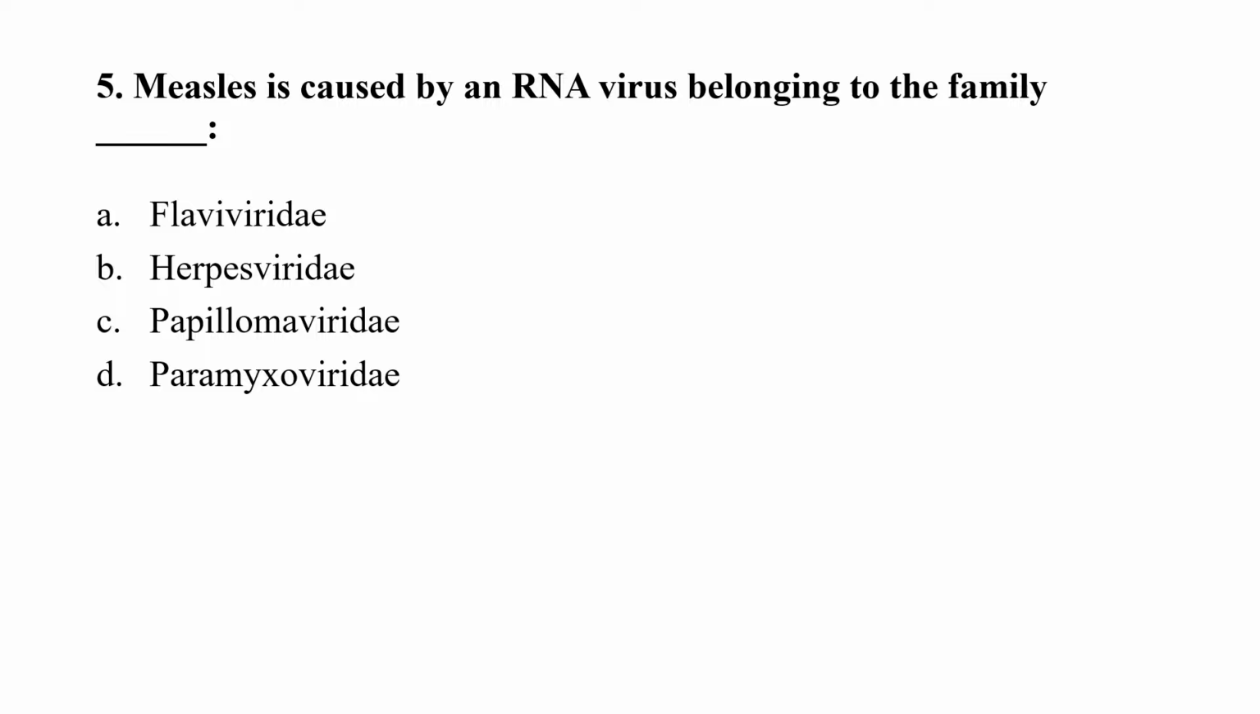Question number 5. Measles is caused by an RNA virus belonging to the family of option A Flaviviridae, option B Herpesviridae, option C Papillomaviridae, option D Paramyxoviridae. Correct option here is option D, that is Paramyxoviridae is the family of the virus that causes measles. Examples are the measles virus and Nipah virus.